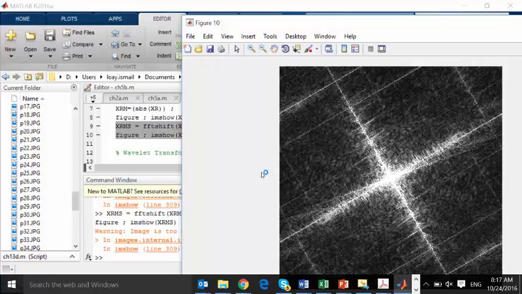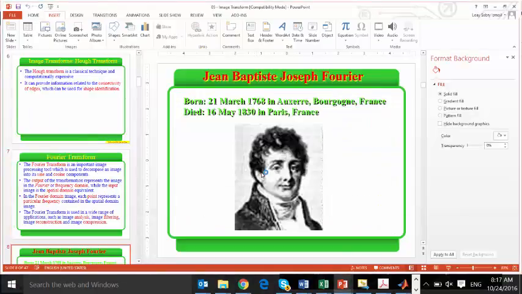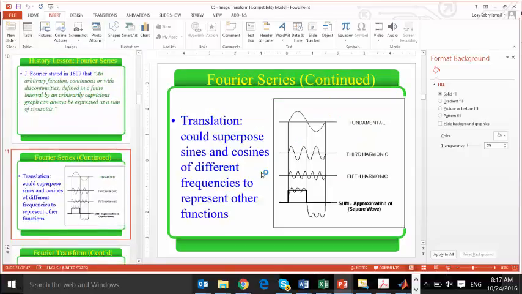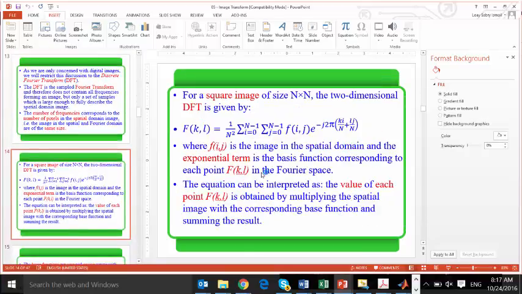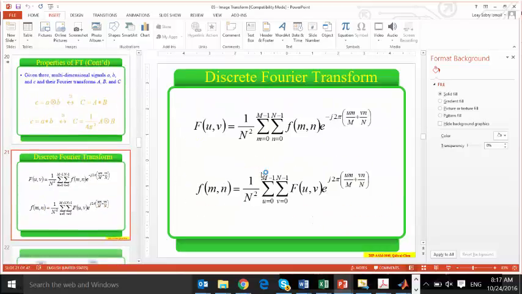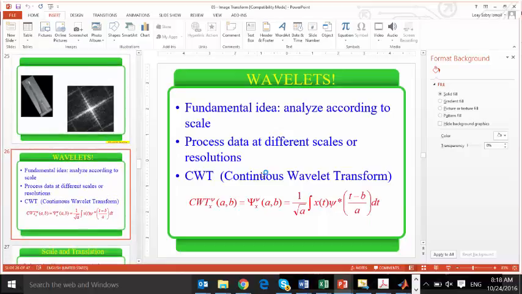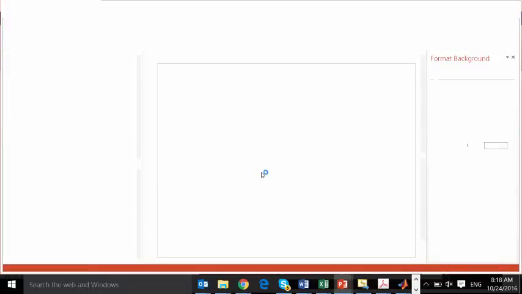What we'll start discussing now is the wavelet transform. What is the difference between the Fourier transform and the wavelet transform? The Fourier transform always uses sine as the fundamental function. While in the wavelet transform, the fundamental function is not always sine.